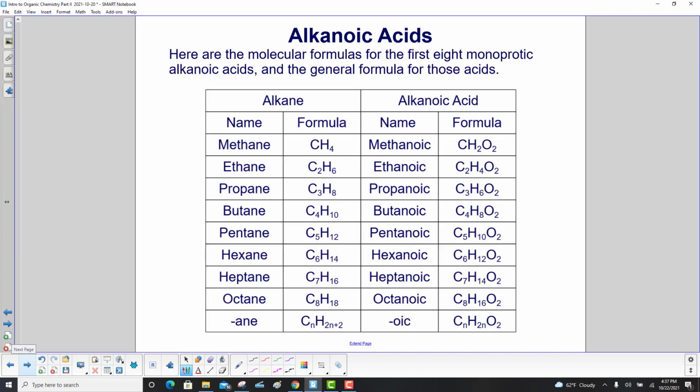Here are the molecular formulas for the first 8 monoprotic alkanoic acids and the general formula for those acids. I think we said on the previous slide it's CnH2nO2, and here's the alkane version. So let's look at butane. We have C4H10. So to make the alkanoic acid, the carbon stays the same, but we subtract 2 hydrogen atoms. So 10 minus 2 is 8, and then we add 2 oxygen.